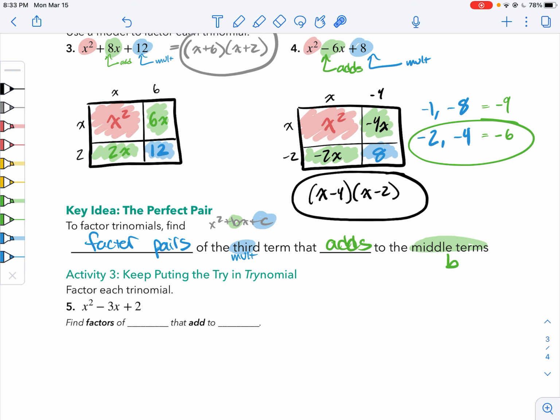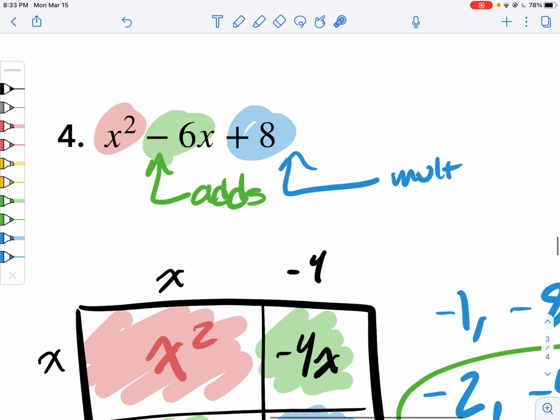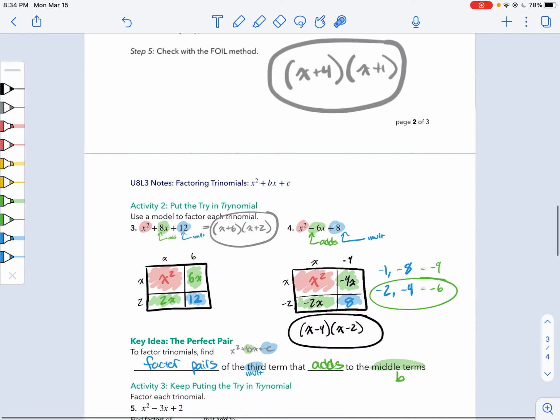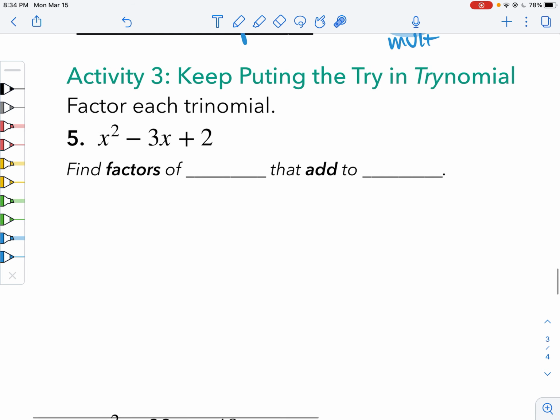If you have a hard time remembering that, think, well, I don't need to do anything here. I learned how to add before multiply, so nothing, addition, multiply. There, that's a fun hint. Okay, so here, what are we trying to find? Well, you want to find factors of your last number. Find factors of 2 that add to -3.